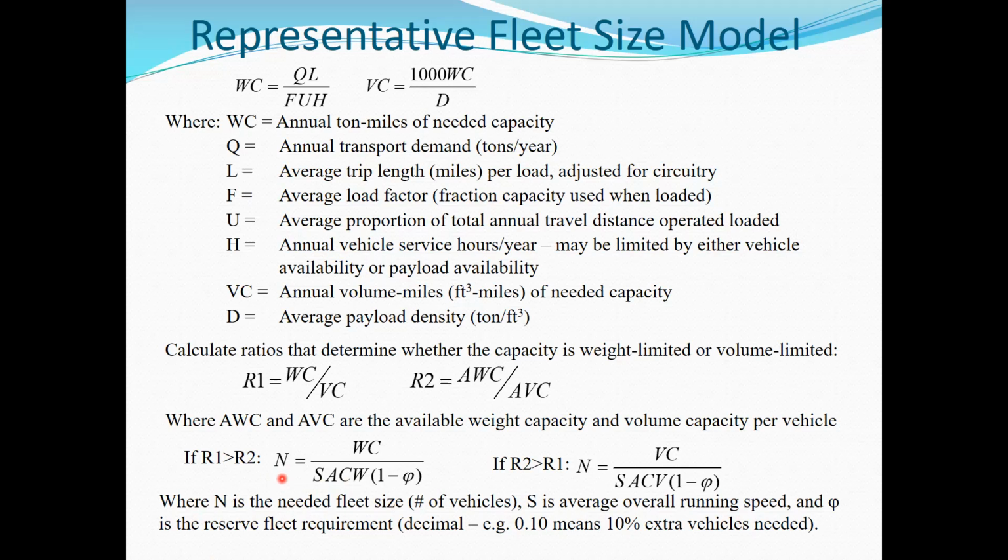But it's important to remember why: if R1 is greater than R2, that means your WC over VC ratio is higher than your available weight capacity divided by available volume capacity. That means weight capacity is going to be your critical factor. Things change if R2 is greater than R1, then volume capacity becomes the limiting factor. So you have to determine your fleet size based on your volume capacity consideration, and this formula should be S times AVC times 1 minus phi.